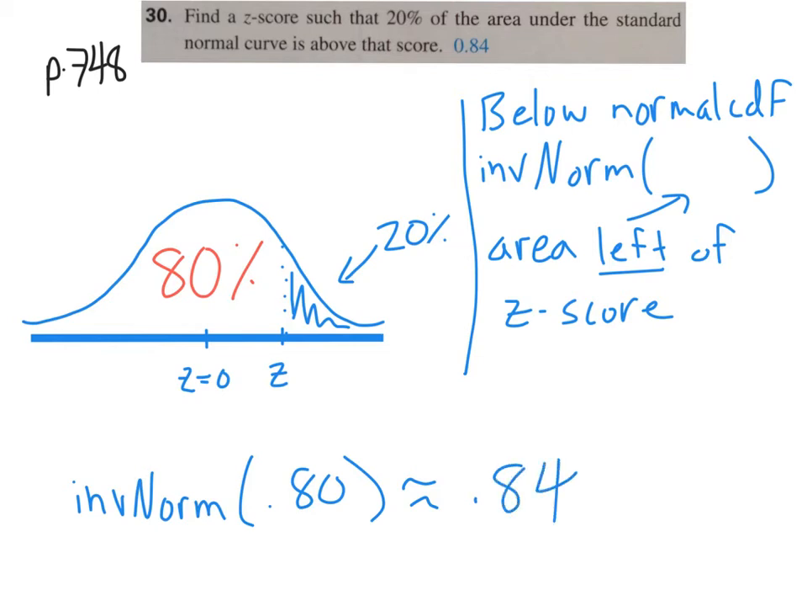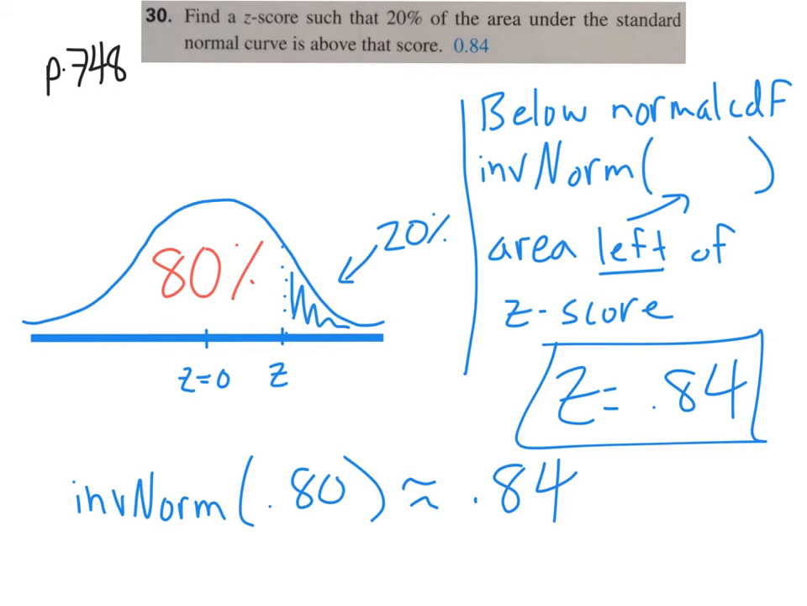Now, keep track of what you're doing. This time they gave us a percent, and they wanted a z-score. So this isn't 84%, right? This is a z-score. This is z equals 0.84. What is a z-score? Remember, a z-score is how many standard deviations above or below the mean you are. So z equals 0.84 just means it corresponds to some raw score that is 0.84 standard deviations above the mean.